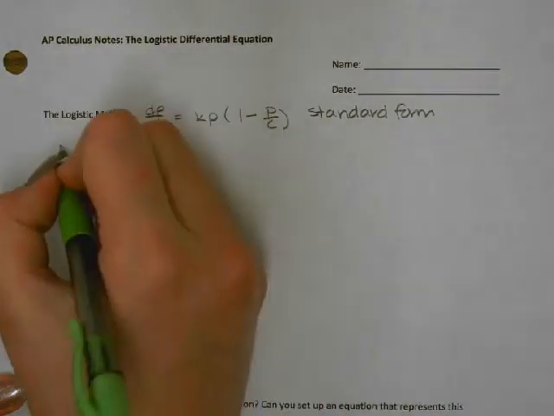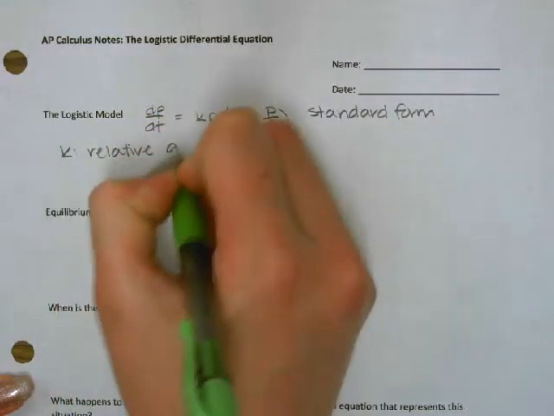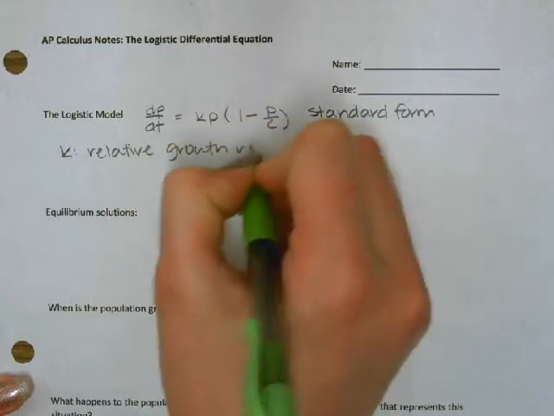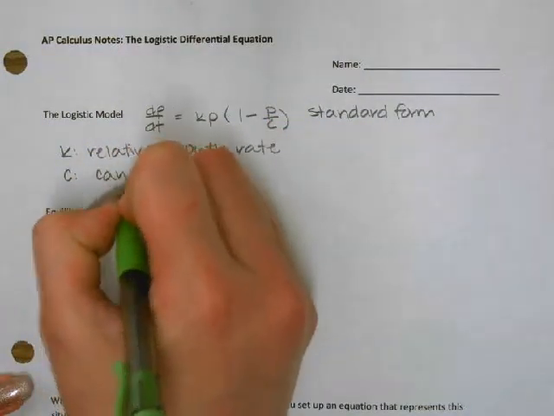So k is going to be your relative growth rate again, and C is the carrying capacity.